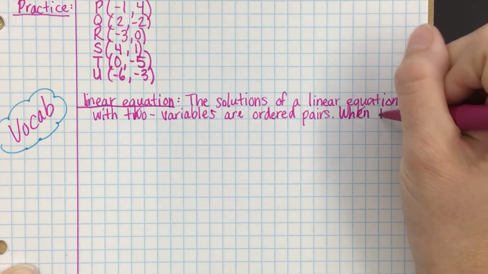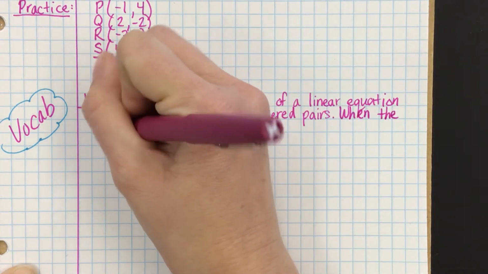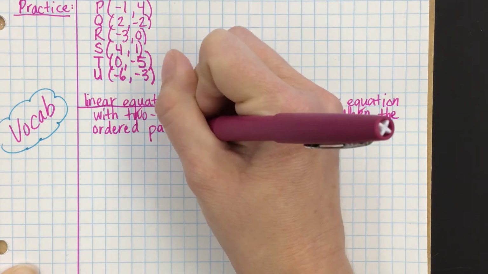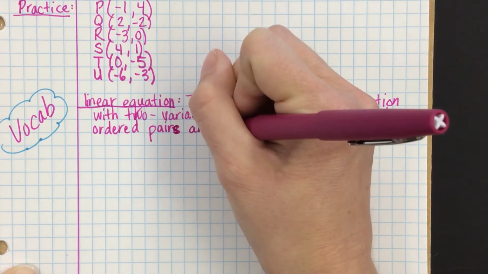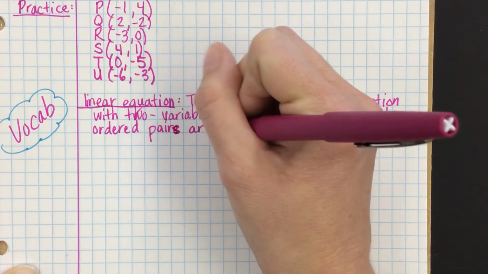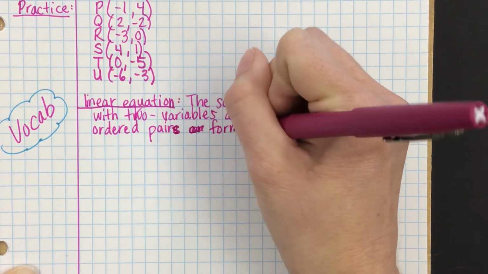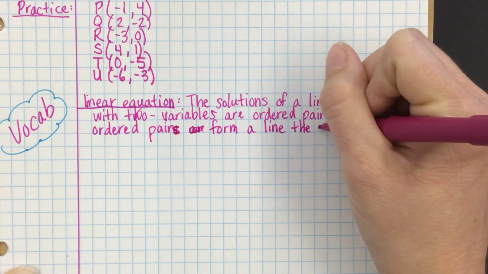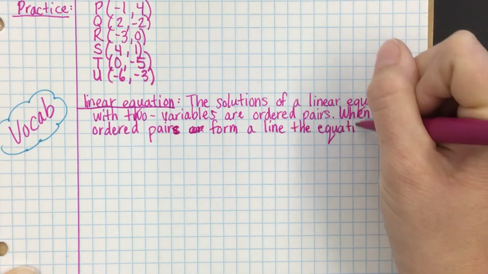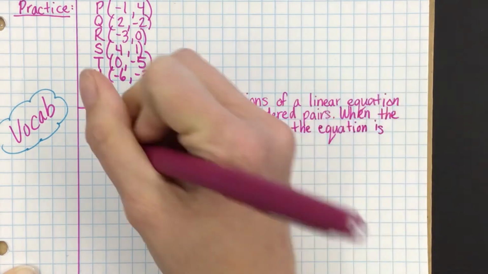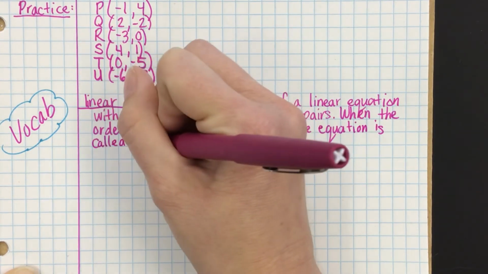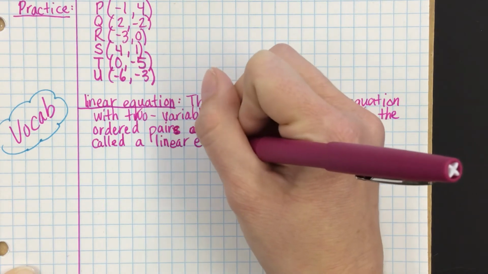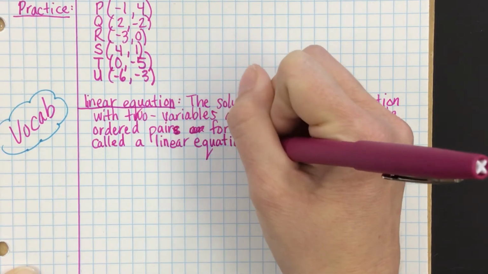Okay, so when the ordered pairs form a line, the equation is called a linear equation. So linear is line, a linear equation.